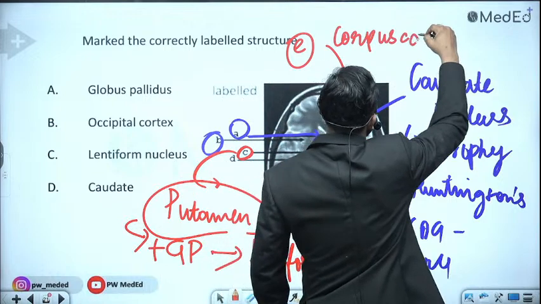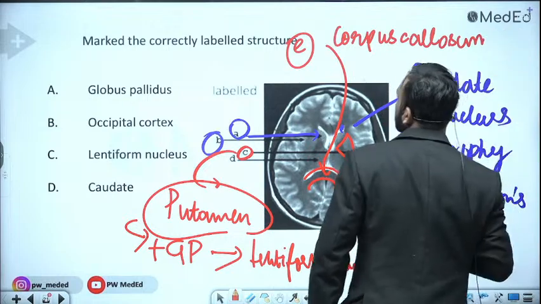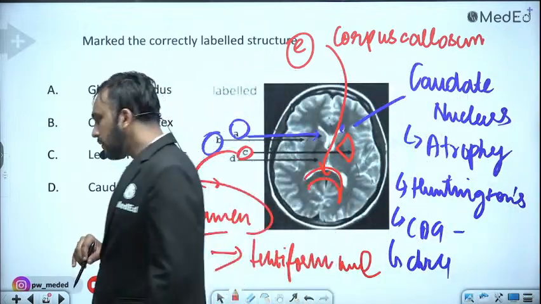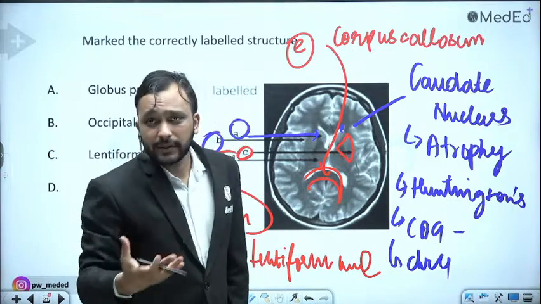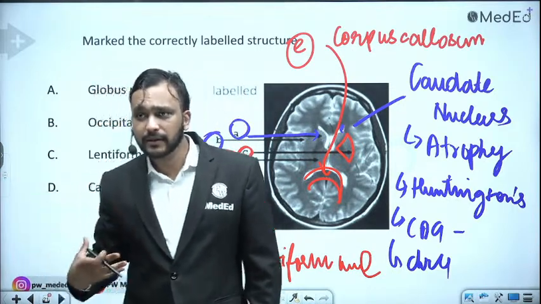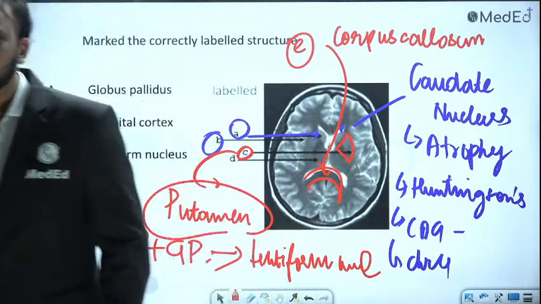So just remember that in a patient with corpus callosum agenesis, you are going to see absent corpus callosum, and in that patient you are going to get a racing car sign.